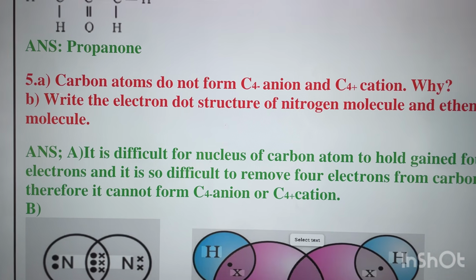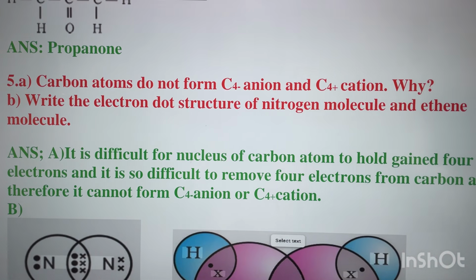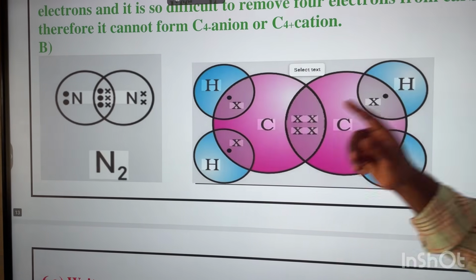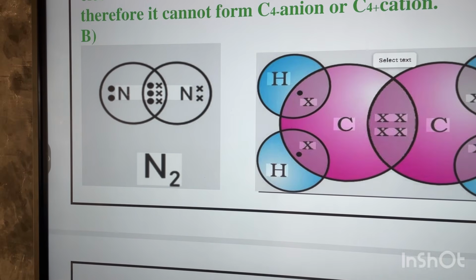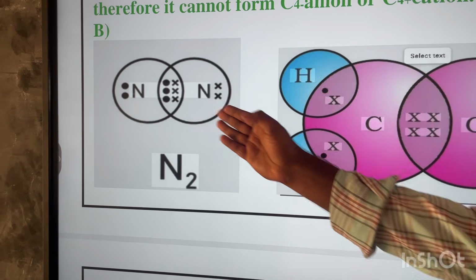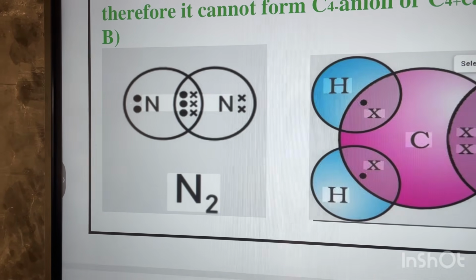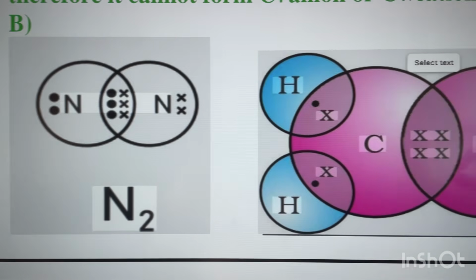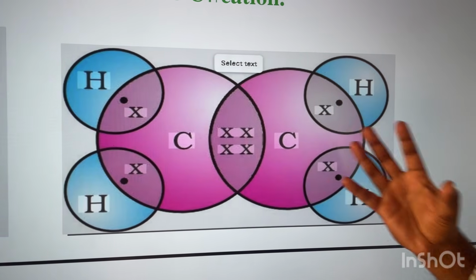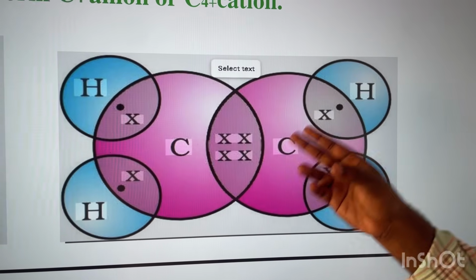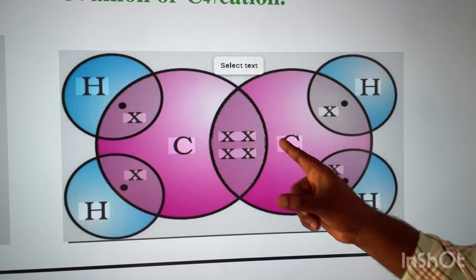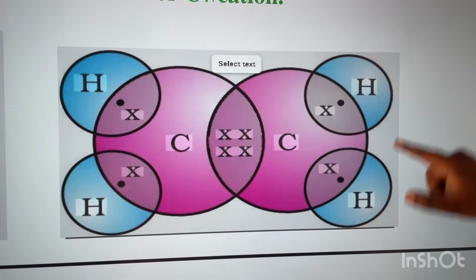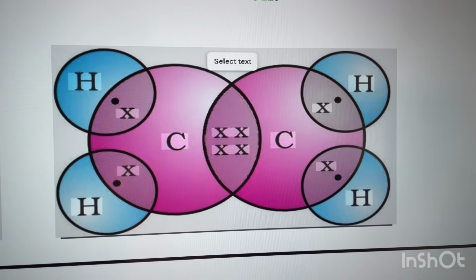Next question, write the electron dot structure of a nitrogen molecule and an ethene molecule. This is the nitrogen molecule dot structure. Observe, this is a sharing of electrons; a covalent bond is formed by sharing electrons between the 2 atoms. This is ethene. Ethene means a sharing of 4 electrons, a double bond, formed between the 2 carbon atoms. This is important for the examination.